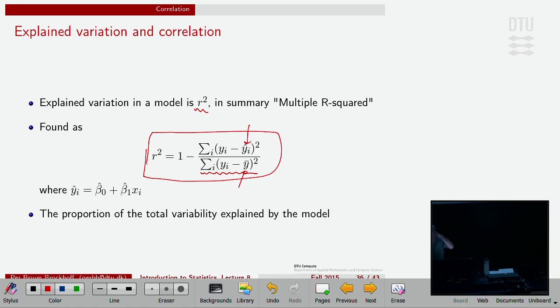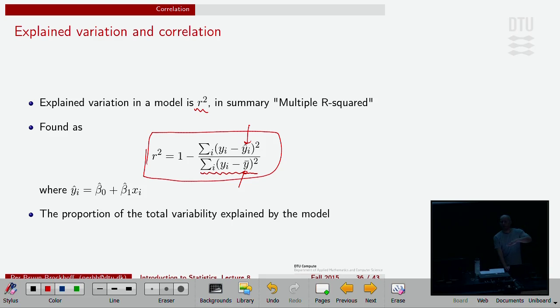The y hat is the line value. It turns out that if the line does no better than the mean of y itself, which means we have no use of x at all, this becomes 0. If the line predicts y exactly with 0 error, which of course never happens in real life, but scenario-wise, let's imagine that it would, then it gives 1. So R squared is also sometimes called the coefficient of determination, or forklaringsgraden, the percentage of explained variation of y.